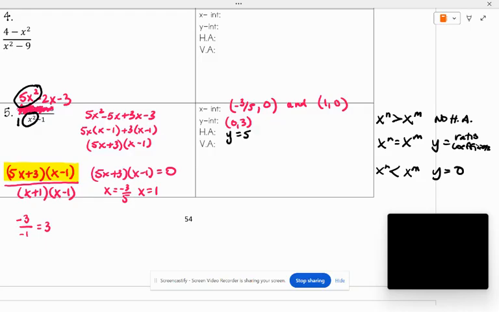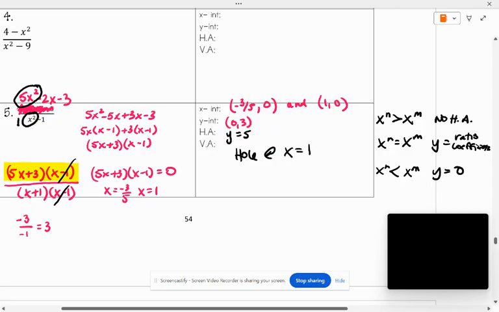Okay. Vertical asymptotes. Well, let's see. One factor cancels. What does that look like on the graph when two factors cancel? A hole. Very good. There is a hole at x equals 1. And then what happens with this little factor left over in the denominator? This is the vertical asymptote at x equals negative 1.